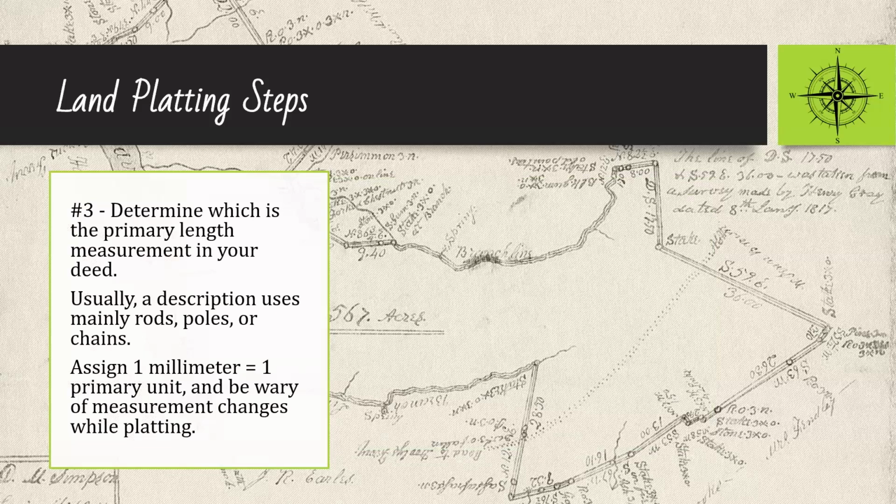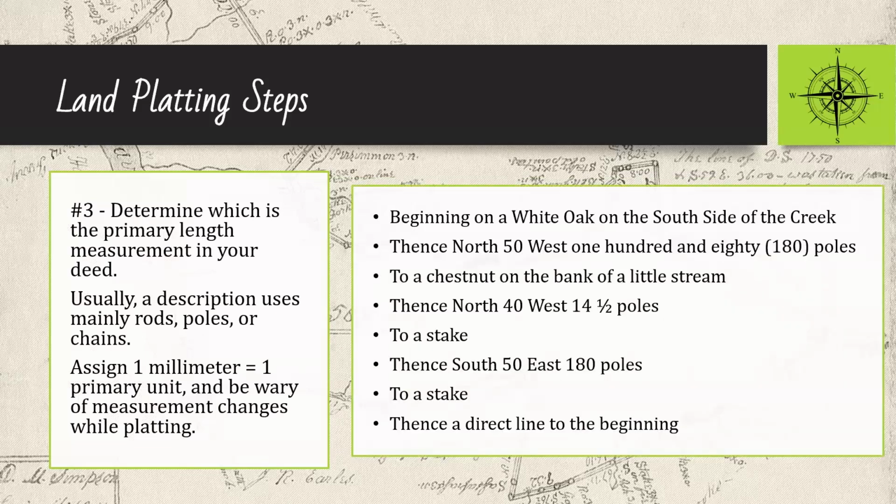Do be aware that they could change this halfway through the deed, especially if they're using chains and then they switch it to links. Be aware again, like we said, one chain is 100 links, so you'll have to scale that down if you notice that they're changing that. Here in our description, they're using poles, and it doesn't look like they changed that. So we'll make 1 millimeter equal to 1 pole.